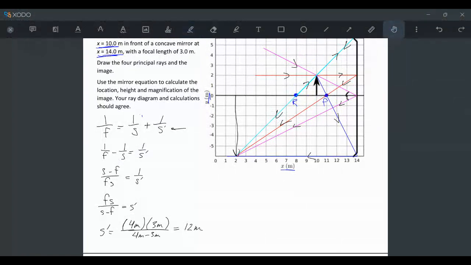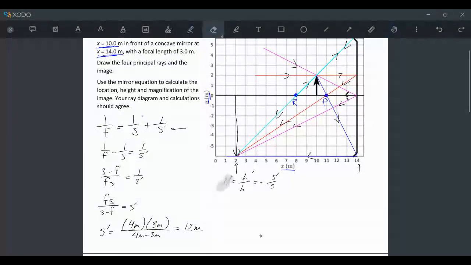And then I'm not going to go back and actually convert this, but we can look here. Our drawing said that we were positioned at x equals 2. Our mirror is at x equals 14. The difference between 14 and 2 is 12, so that checks out. We can compute the magnification from the image height divided by the object height, or minus the image distance divided by the object distance.